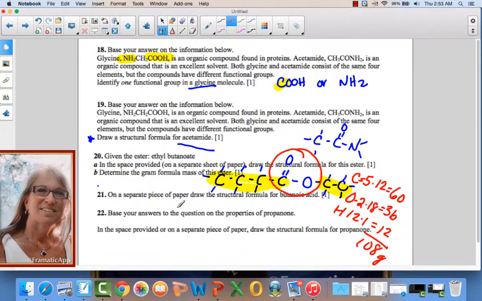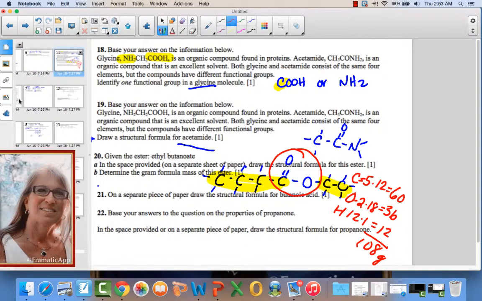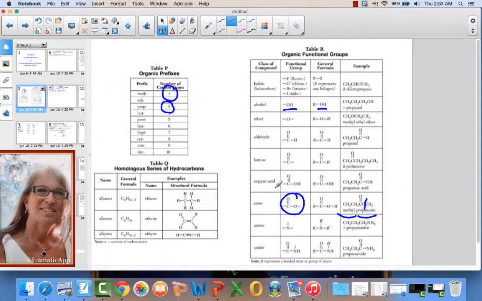Alright, on a separate piece of paper, draw the structural formula for butanoic acid. First thing that I'm going to do is go to table R. My acids have a COOH functional group. Here is propanoic. Propanoic has 3 carbons. I want butanoic, which has 4. So all I'm going to do is draw my functional group and make sure that it has a total of 4 carbons.